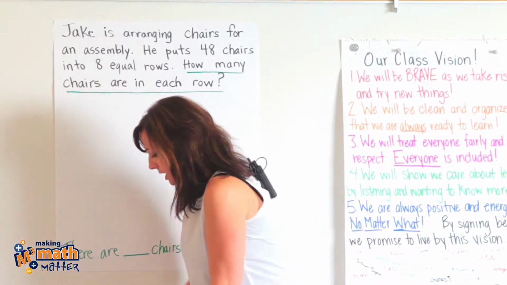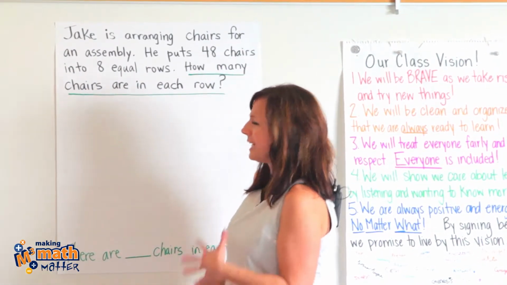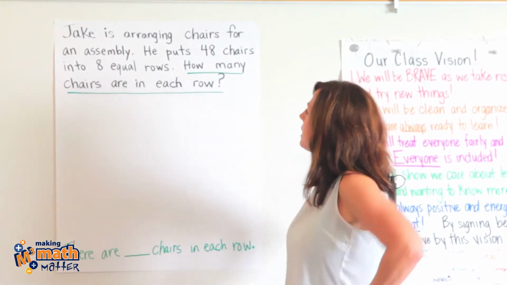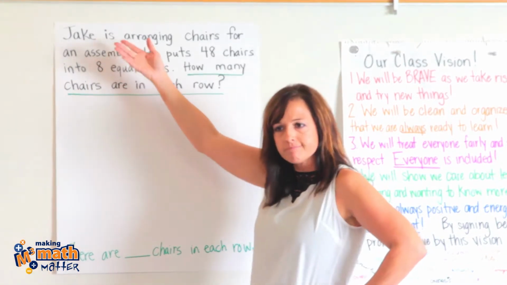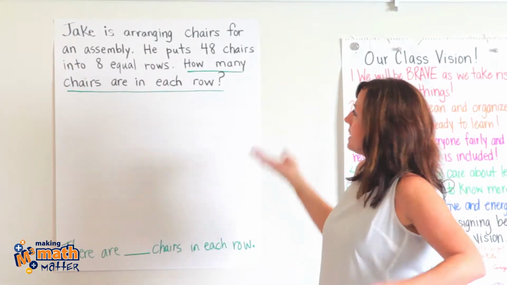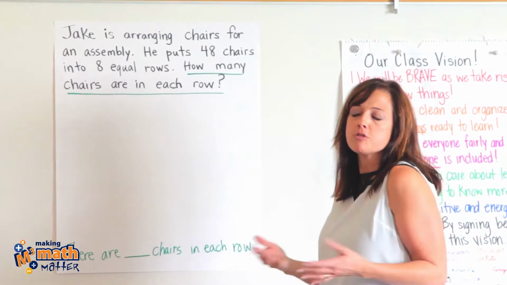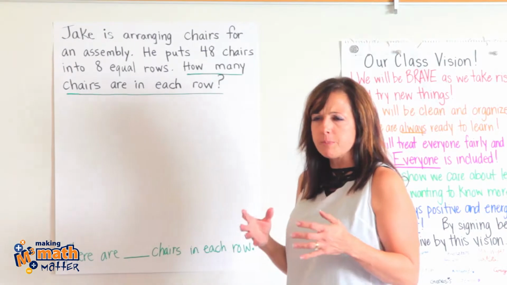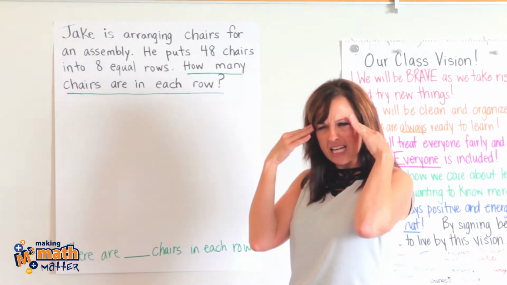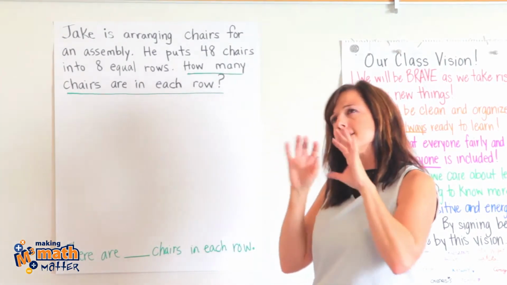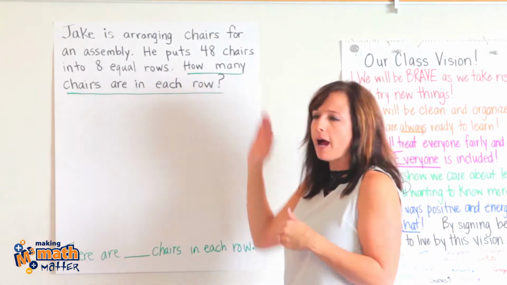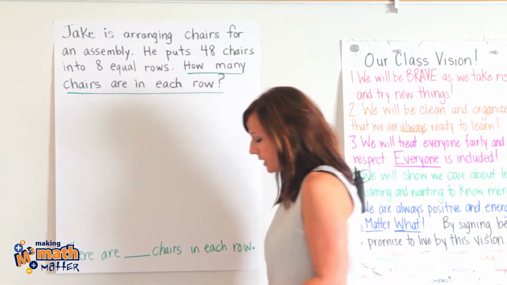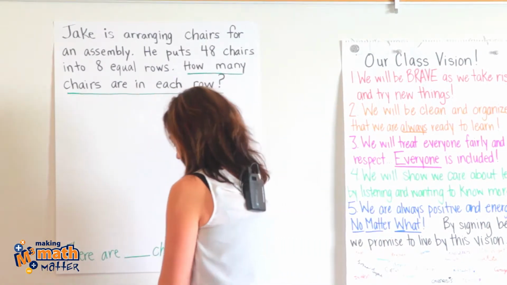Okay. All right, so let's draw our model. We need to label it something. We need to think about what this problem is about. Let's see. We have a character named Jake. He's working for somebody, arranging chairs for an assembly that's coming up. And he's got 48 chairs that he puts in 8 equal rows. Can you sort of visualize that? I see the 48 chairs, I see the rows. I just don't know how many chairs are in each row. So I need to draw a model of that. That's what we're going to draw, a model of the chairs.